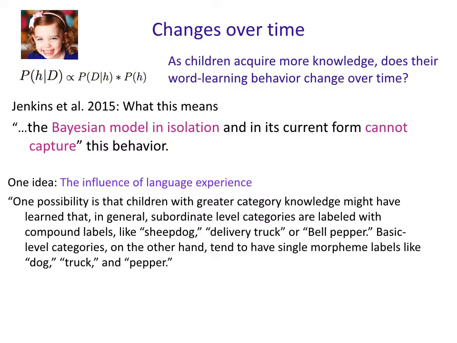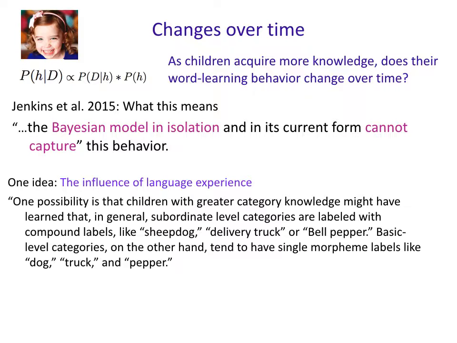this behavior. But one possibility is that you've actually gained additional knowledge over time about the kinds of labels certain kinds of things tend to get. So one example of this in English is that in general, subordinate level categories are labeled with compound labels, that is, labels made up of 2 different words. Now, Dalmatian is an exception to this, but sheepdog, for example, delivery truck, bell pepper, or if we go back to some of the actual examples from Xu and Tenenbaum's experiment with kids, green pepper, right?